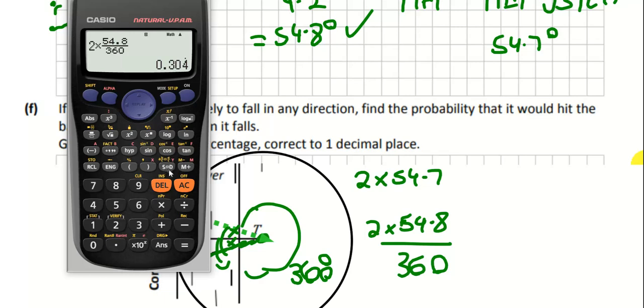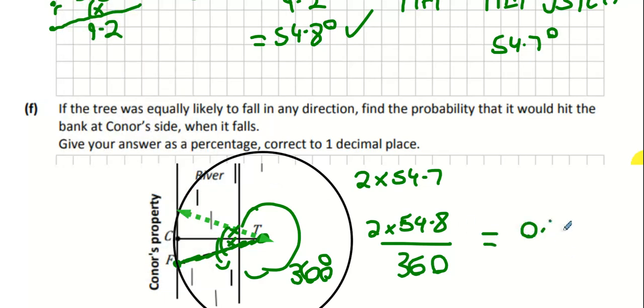And lo and behold, we get an answer of 0.304 or 0.3. And if you use the answer of 54.7, you'll still get 0.3 as well. Okay, that's the end of that question. That question was quite challenging.